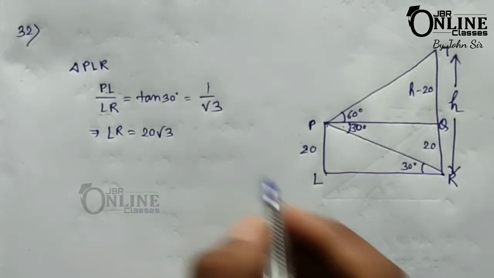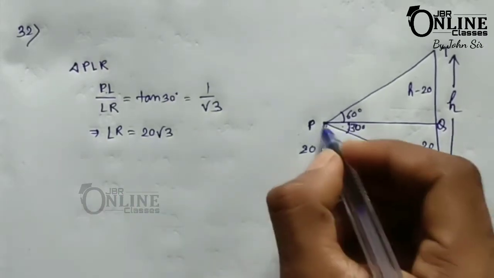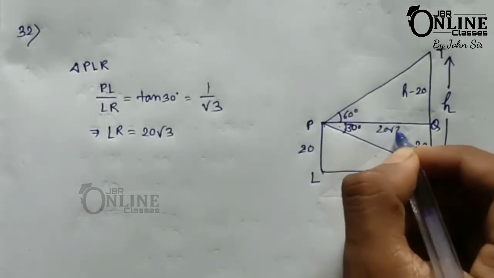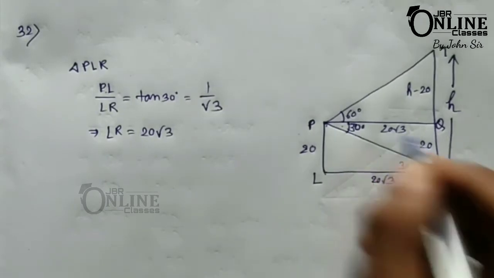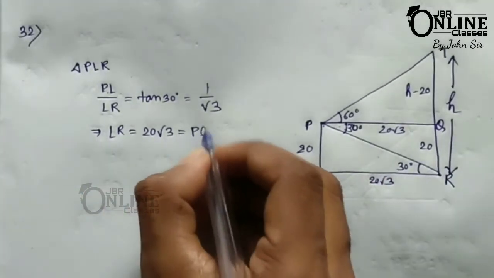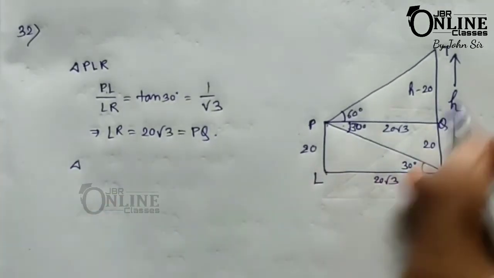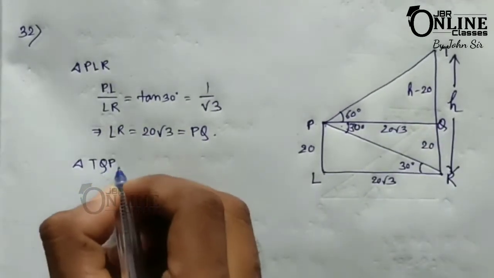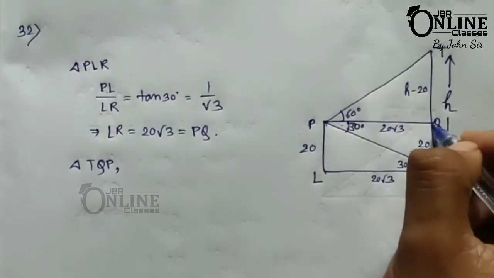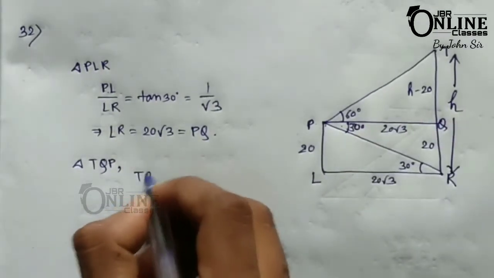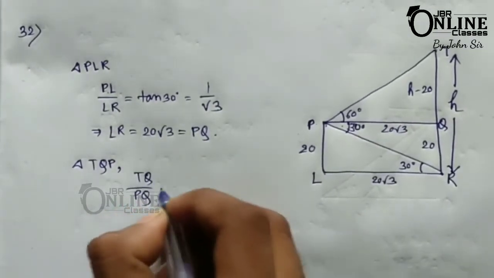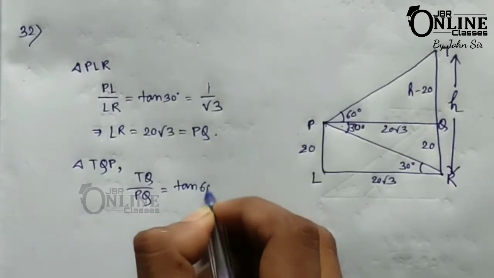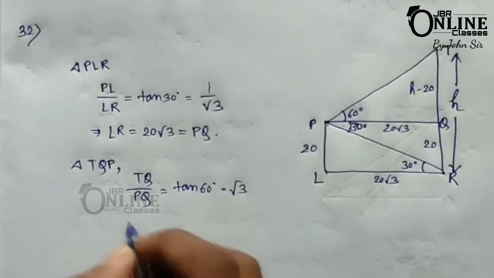Okay, now as LR equals 20 root 3, that means PQ is also equal to 20 root 3. So this one is also 20 root 3, equal to PQ. Now from triangle TQP, TQ by PQ, height by base, equals tan 60. Now tan 60 equals root 3.